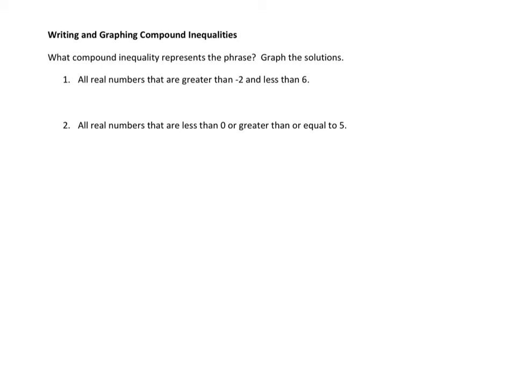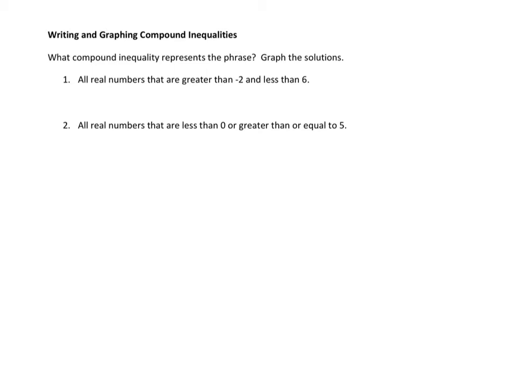Writing and graphing compound inequalities. What compound inequality represents the phrase, and graph the solutions. Number 1. All real numbers that are greater than -2 and less than 6. By reading this, you should see that we're looking for the numbers between -2 and 6. However, how do we begin to write that, and what if when we're reading it, it's not as obvious?